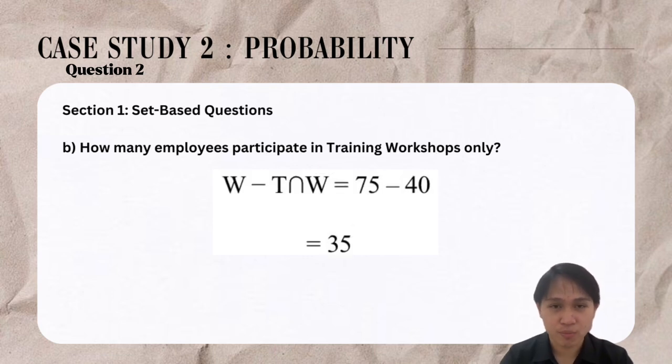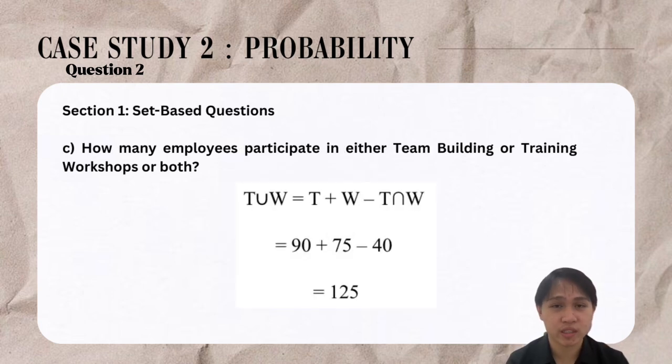Question B, how many employees participated only in the training workshop? To answer this question, use the formula W minus T intersection W, which is 75 minus 40 equals 35. So 35 employees participated only in the training workshop. Now we move to question C. We calculate how many employees participated in either team building, training workshop, or both. We use T union W equals T plus W minus T intersection W. That is 90 plus 75 minus 40 equals 125. So 125 employees participated in at least one activity.